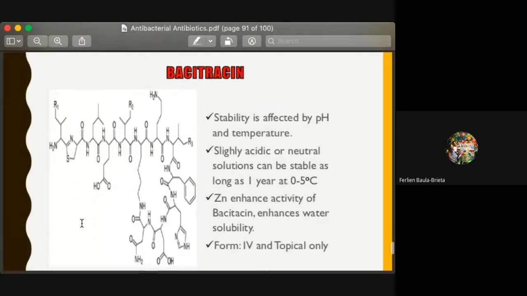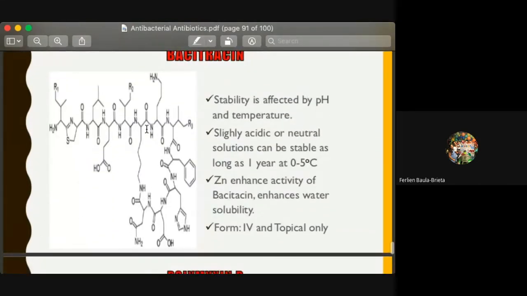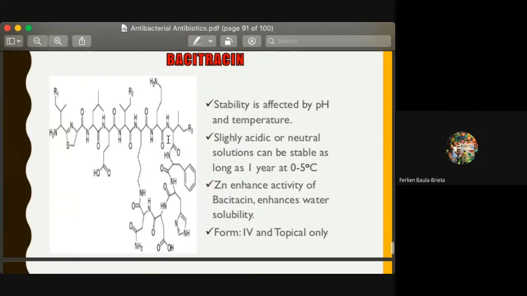Now, the other one is another polypeptide. So, it just has many peptides, but it does not resemble vancomycin. This is our bacitracin. So, stability is affected by pH and temperature. Slightly acidic or neutral solutions can be stable for as long as 1 year. And zinc enhances the activity of bacitracin and enhances water solubility. So it is available in the form of IV and topical solution.